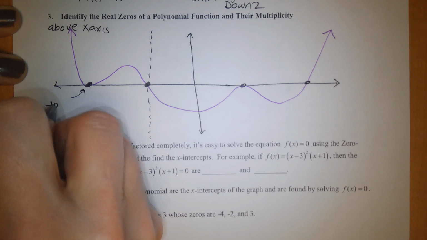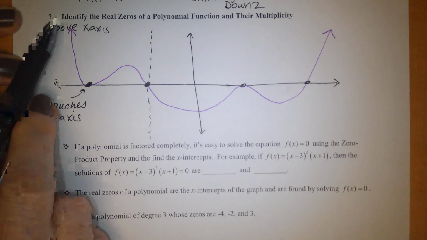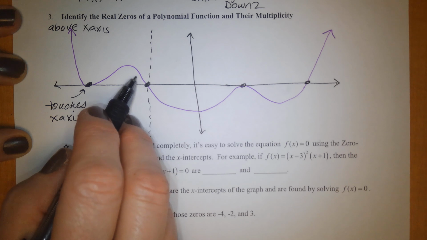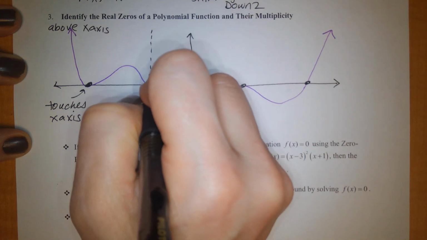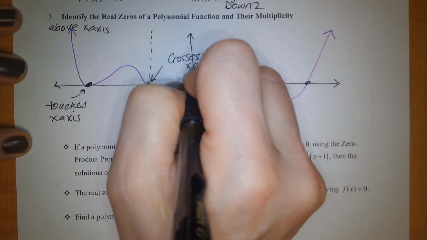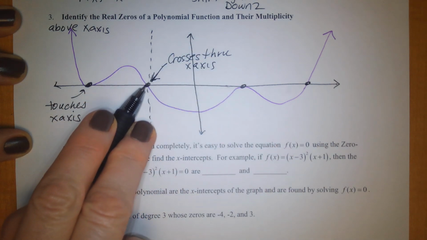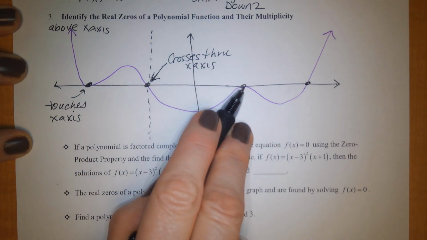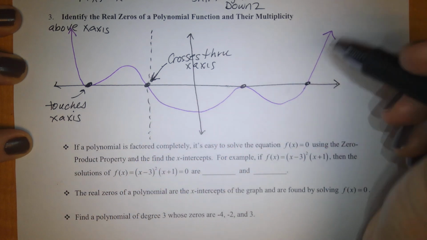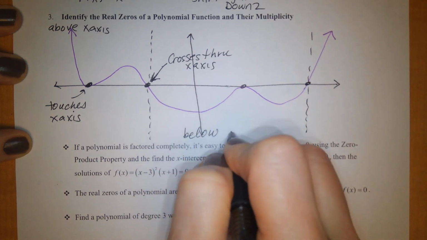At this point, it touches the x-axis. So it remains above, it touches the x-axis and still remains above. At this point, it crosses through the x-axis. So at this point right here, it crosses through the x-axis, goes below the x-axis, but it remains below the x-axis all of this region all the way to here. So this would be all below the x-axis.